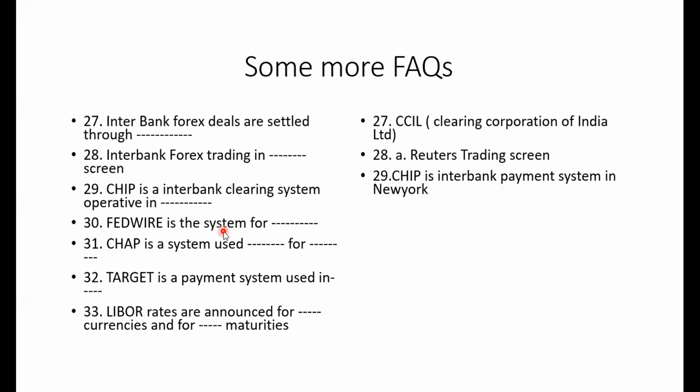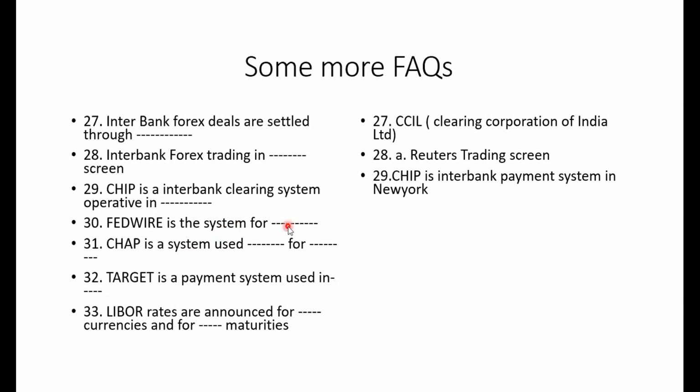Now we are having RTGS. RTGS is global, but CHIP is only for all the bankers in New York alone. New York is the financial capital of America, so many banks are there, and all the banks will have branches. So all settlement between bank to bank will be through CHIP.